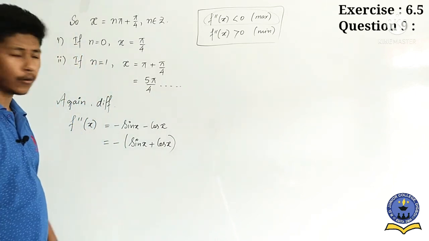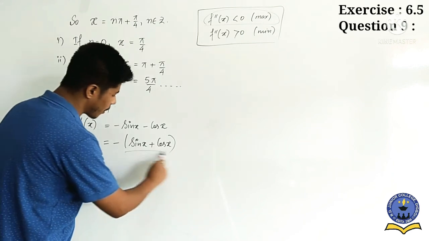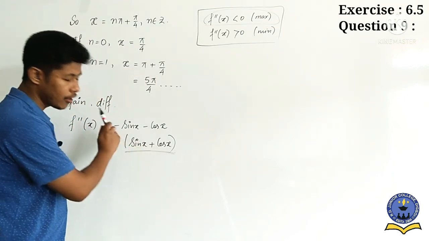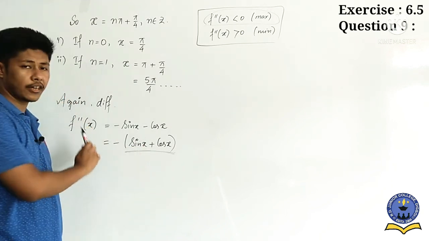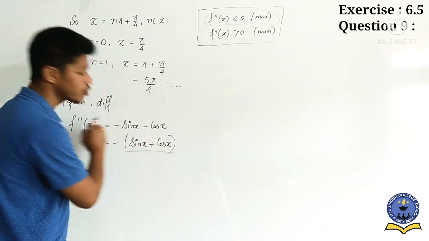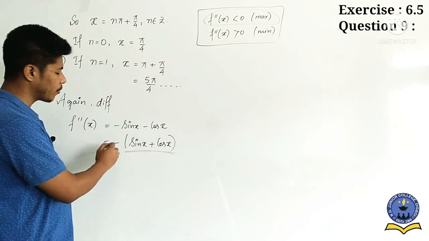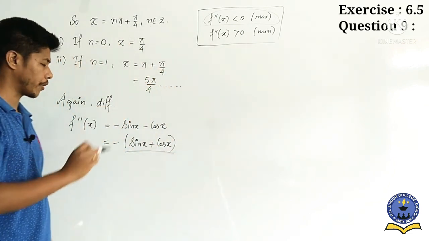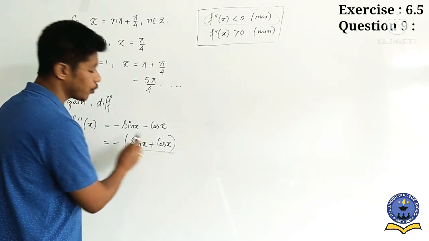That means negative value. If we need this value to be negative, then obviously this part must be positive. Is it not? So this part must be a positive value. If this part is negative, then negative times negative we get positive, that means we get minimum value. So which one is not required here? The only possibility here is the positive one.